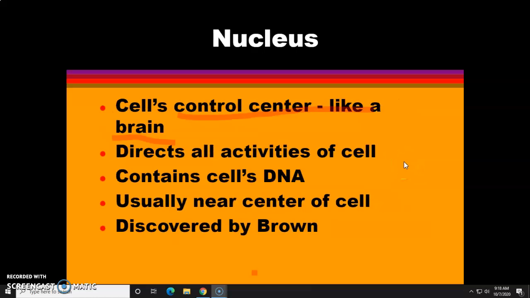So let's start with what happens in the nucleus. The nucleus is the cell's control center. It's like the brain, and it directs all the activities. It was discovered by Brown. You've already got that down. And it's usually near the center. It's not dead on in the center all the time. It kind of floats around usually, but it's in the center so it can be equidistant from all areas of the cell. And that's where we find the DNA.